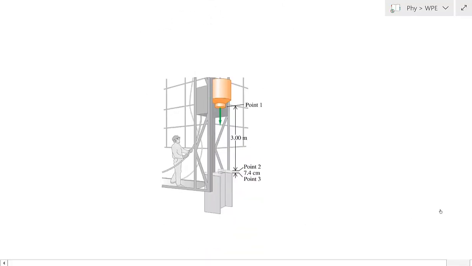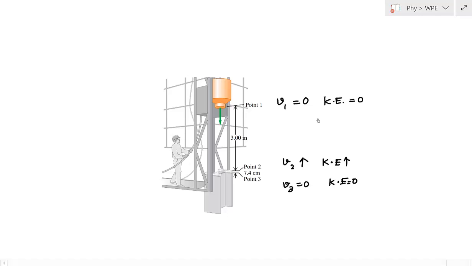Now let us summarize whatever we discussed in this problem. At point 1, velocity is zero, and at point 2 there is an increase in the velocity. So we will have some kinetic energy in this case, and that value will increase. At point 3, once again velocity is 0 and the kinetic energy is again 0. At point 1, also, kinetic energy is 0. So from 1 to 2, there is an increase in the kinetic energy, but from 2 to 3, there is a decrease in the kinetic energy. This increase and decrease are equal, and that's why finally the kinetic energy at point 1 and point 3 is the same, that is equal to 0.